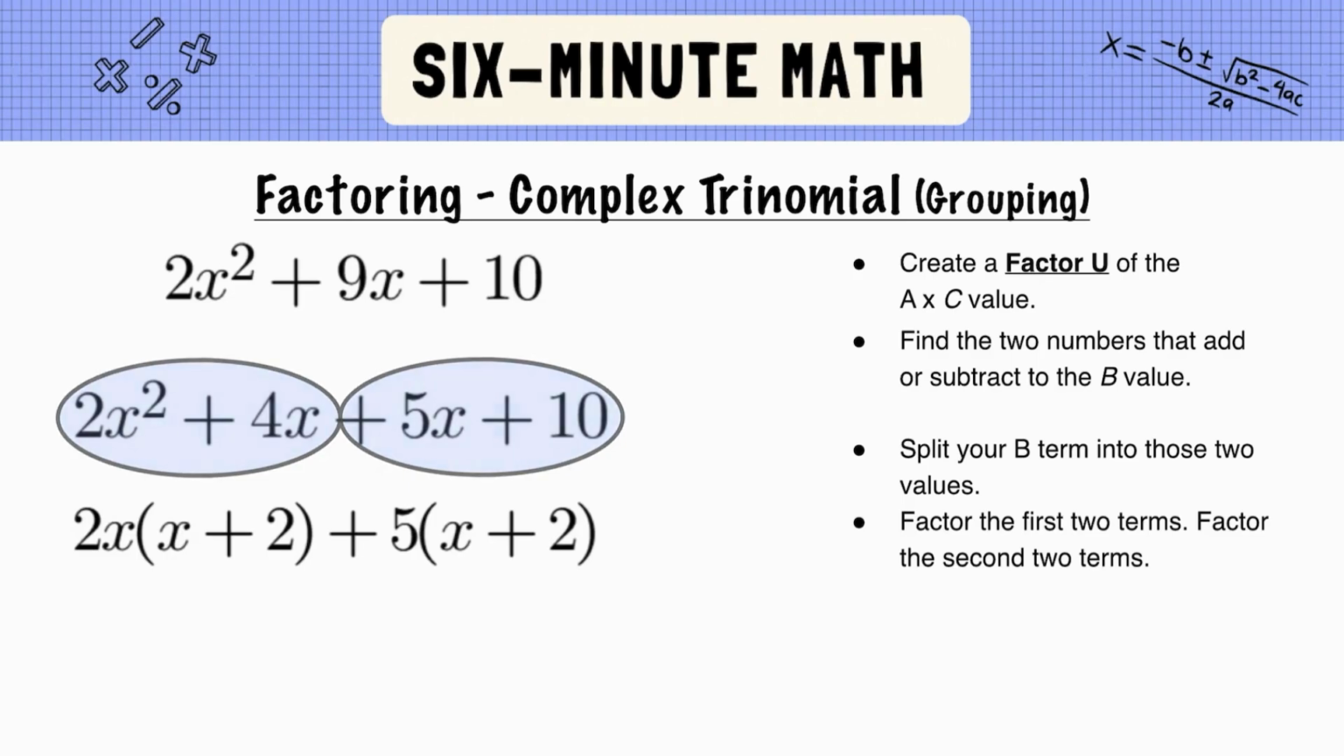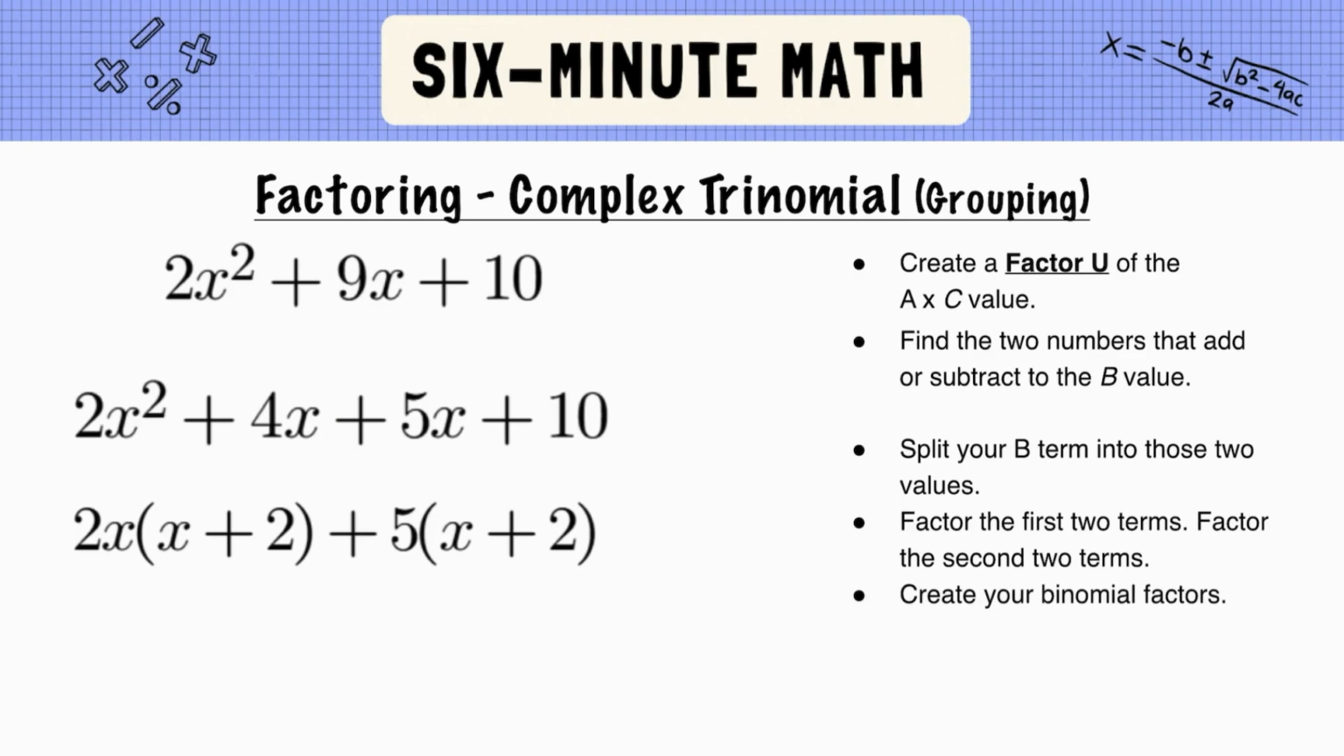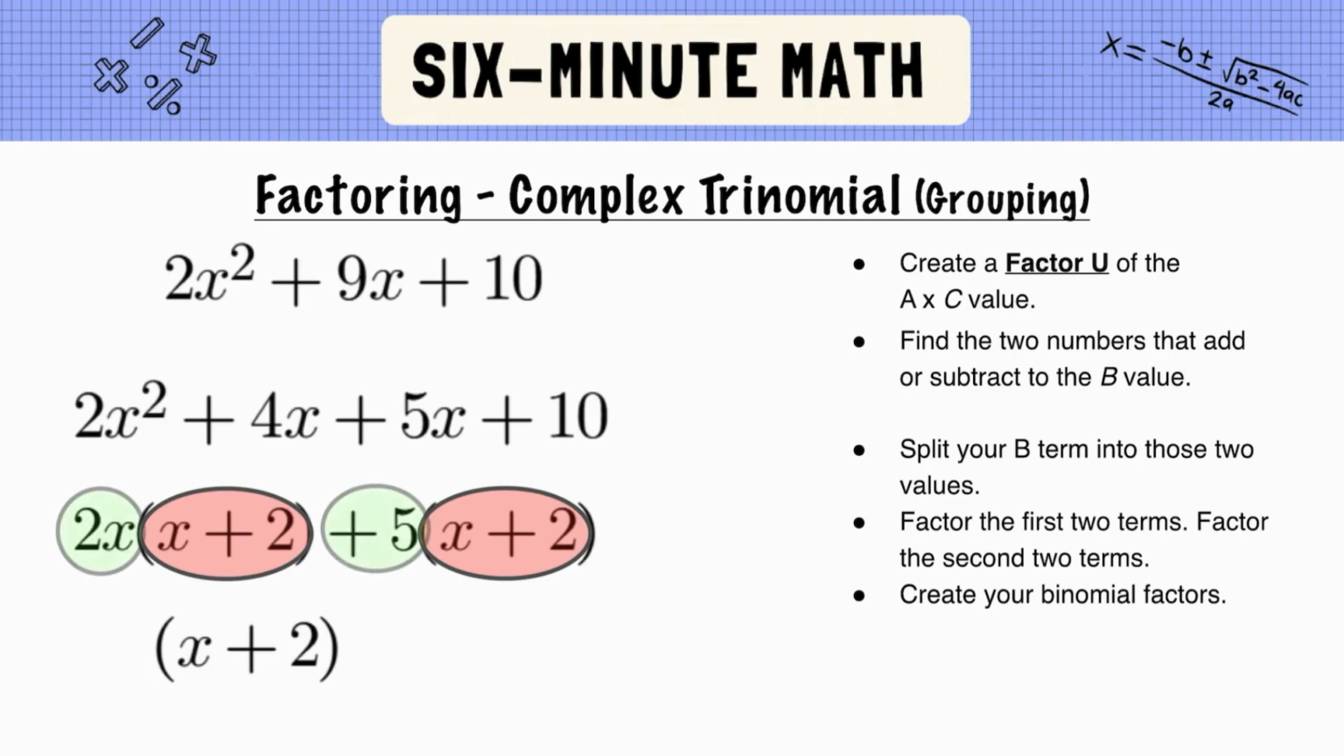At this point, we're almost finished up. We are simply going to create our binomial factors by factoring out whatever is in our brackets. So we have an x plus 2 and an x plus 2. We're going to factor that out together. That becomes our first binomial. And whatever I have remaining, 2x plus 5, becomes our second binomial.